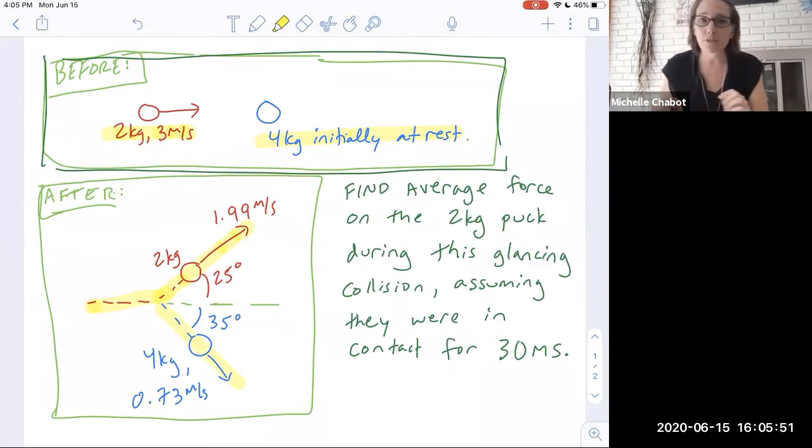And our problem is to find the average force on the 2 kilogram puck during this glancing collision given the time of contact of the balls during the collision. So let's see how this will play out.